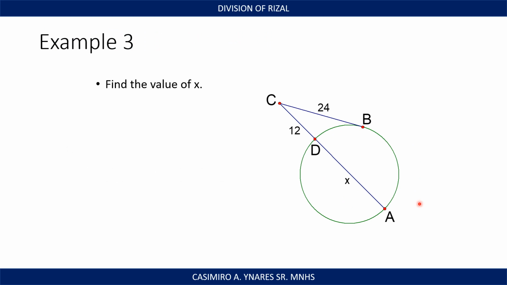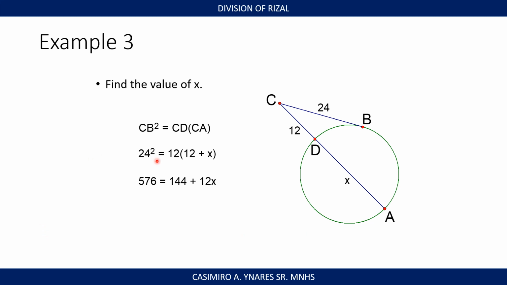Let's have an example. Look at the figure, hanapin kung ano ang tangent at kung ano yung secant segment natin. So, for this, ang tangent natin is yung CB. So, CB squared is equal to CD multiplied by CA. So, given CB is 24, then square is equal to CD is 12 multiplied by 12 plus x.